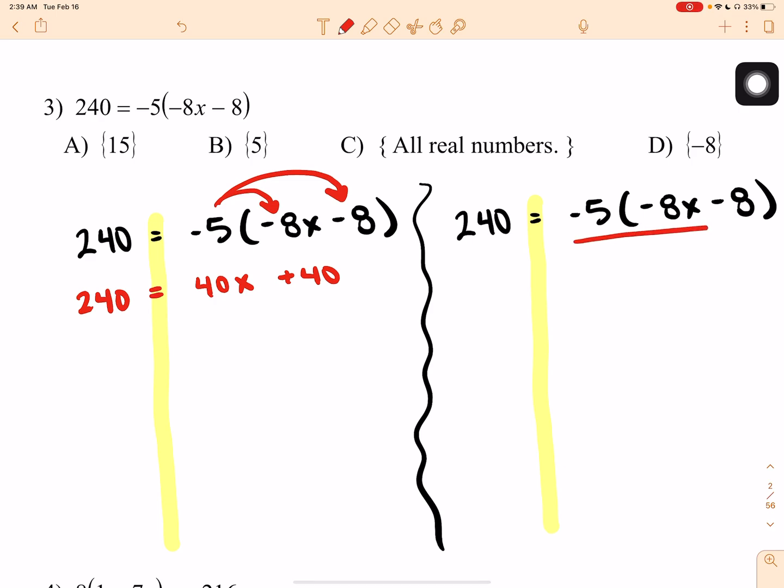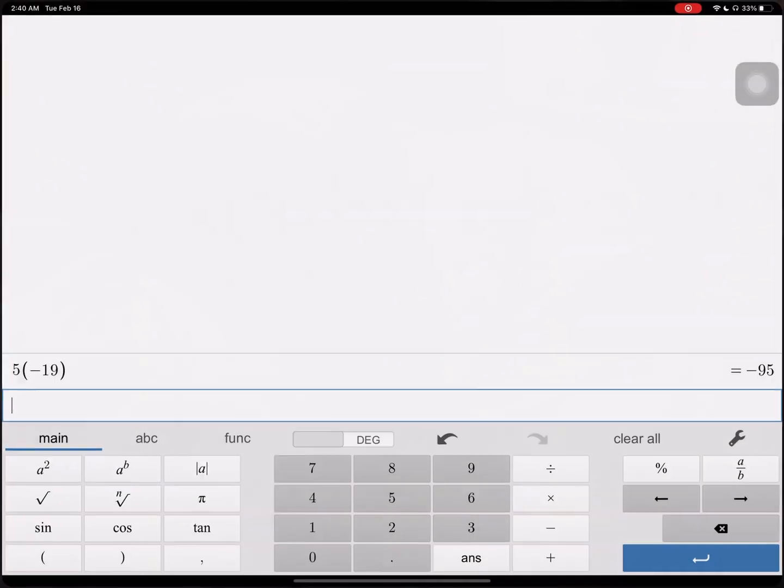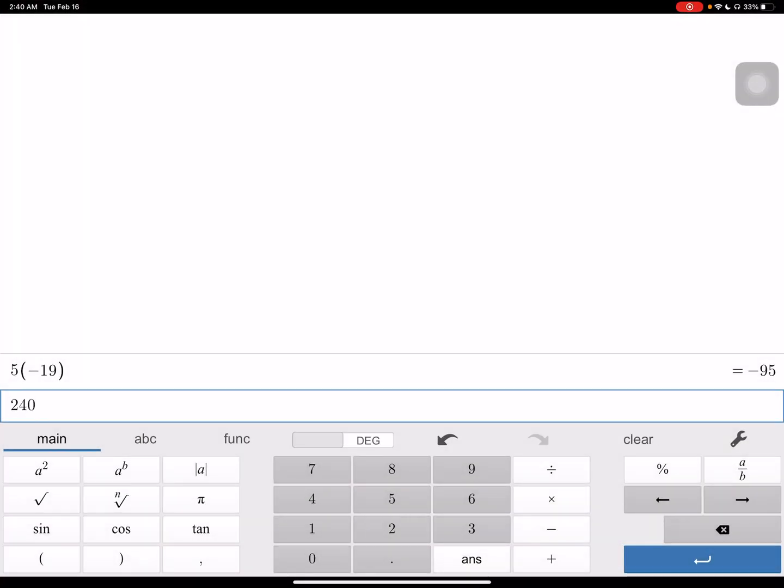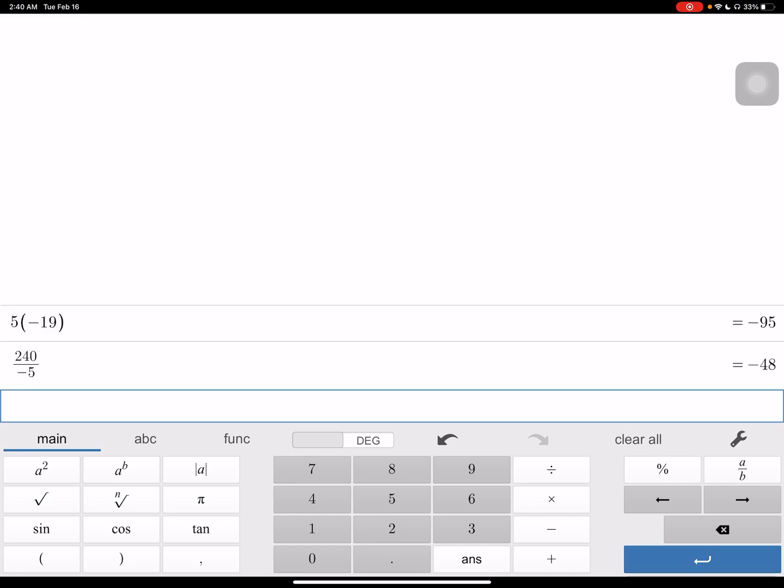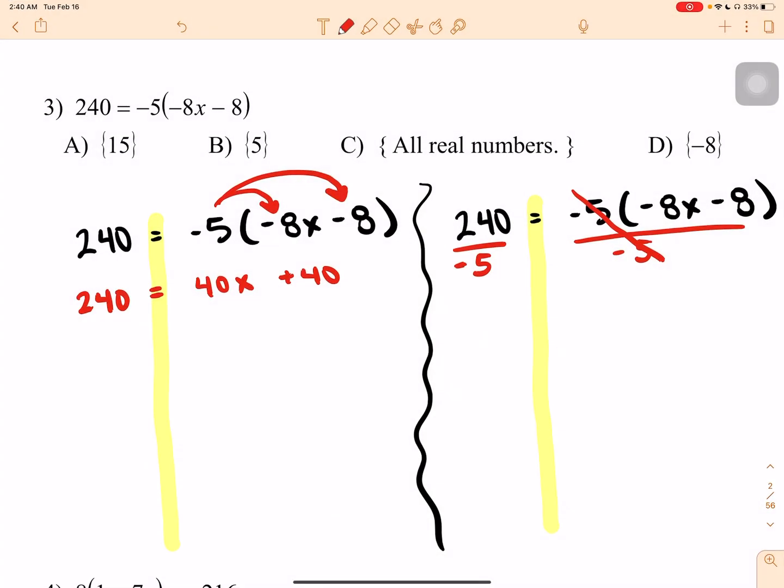Okay, so if we divide both sides by -5 here, that would eliminate the -5 on the right, because this is a product. -5 times this in parentheses, that's a product. So to undo multiplication, you divide, right? So here, 240 divided by -5, let's see here. I get -48, okay? -48 equals -8x minus 8.